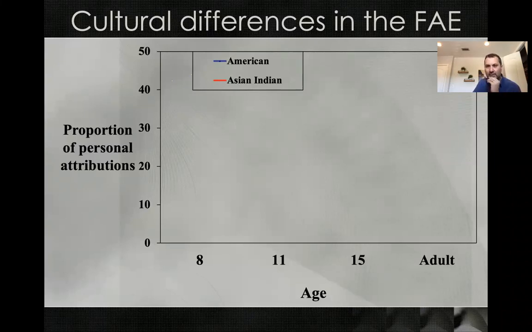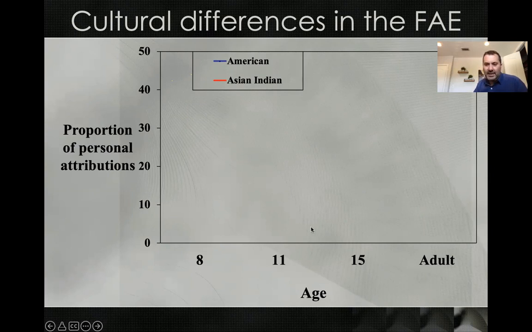This is a study that looked at two different cultures. They looked at an individualist culture, which is an American culture, and they looked at a more collectivist culture, which is an Asian Indian culture. And what they did is they looked at all sorts of attributions that people made to explain other people's behavior. And they categorized them as either being internal attributions, personal dispositional attributions, or external attributions. So what we're going to look at here is the proportion of all attributions that people made that were internal in nature. And they looked at this as a function of the age of people within that culture.